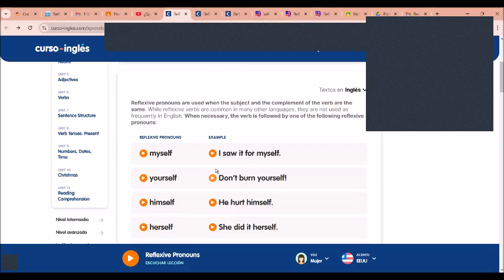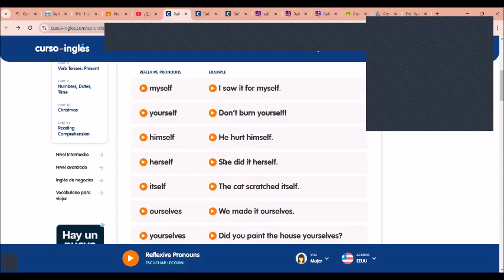You don't burn yourself. You, yourself. He, himself. He hurt himself. She, herself. She did it herself. It, the cat. Itself. The cat scratched itself.